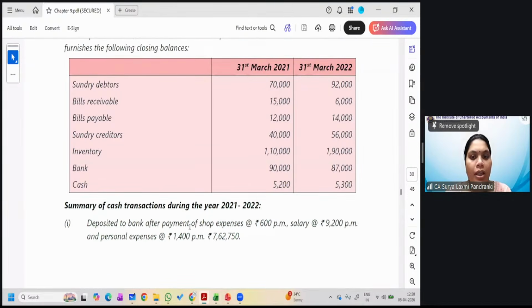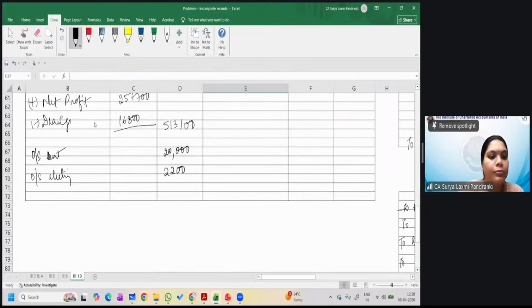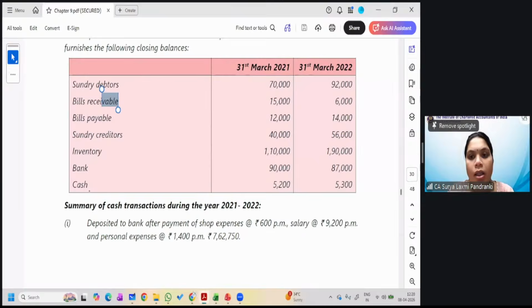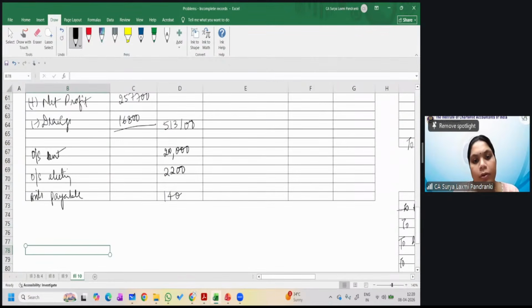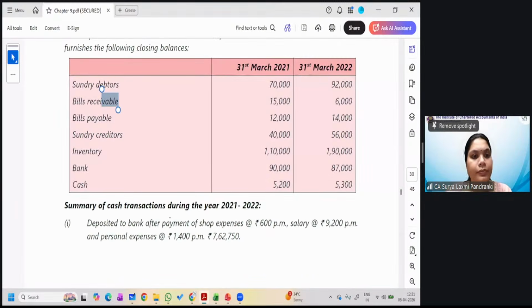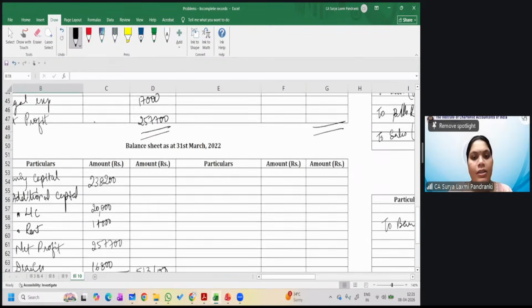What else will come on the liability side? Debtors will not come, receivables will not come. Bills payable have to come, no? Yes, ma'am. Bills payable. Closing balance is how much? 14,000. Okay. Creditors also have to come. Creditors 56,000. Yes, ma'am. Okay. Then you will have the asset side.